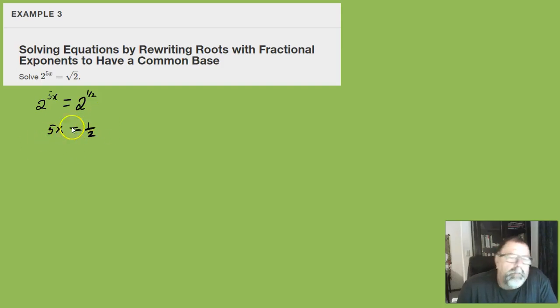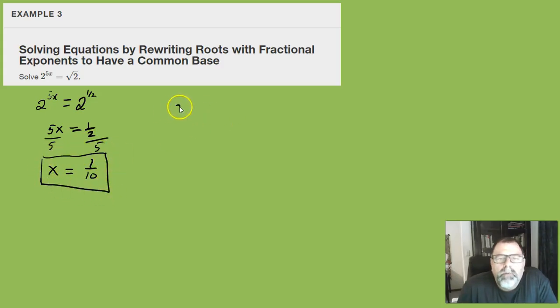Alright, so then solve the resulting equation. We're going to divide both sides by 5. So we get x equals 1/10. Okay, and if you want to check, 2 to the 5 times 1/10, that's 5/10. 5/10 reduces to 1/2. And then that equals 2 to the 1/2.